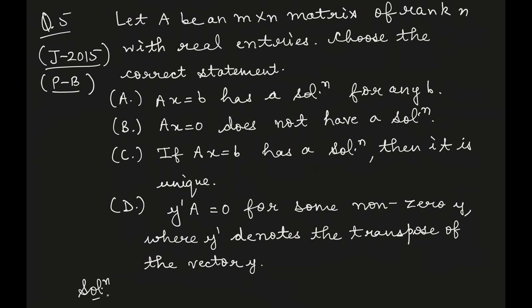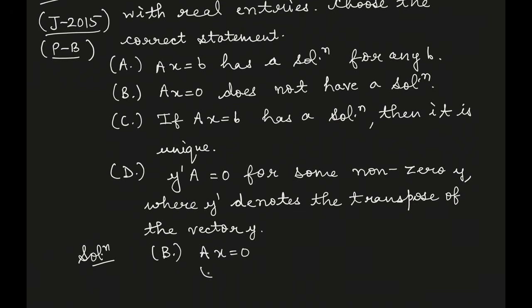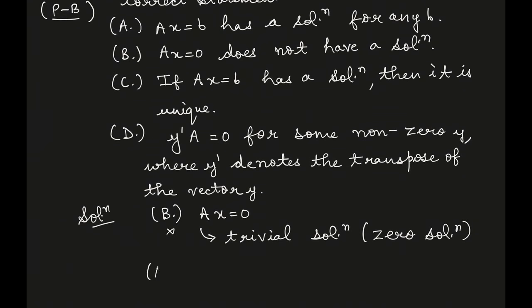Solution. Firstly, see B part. Ax equal to 0 does not have a solution. But I know that it has trivial solution, zero solution. Homogeneous system of equations always have a solution. So B part is wrong. And for A part, I can take a counter example.